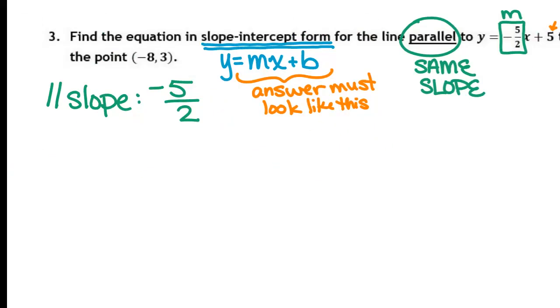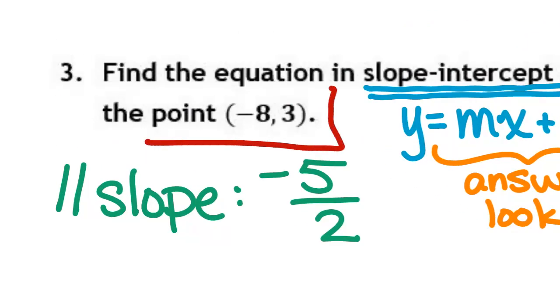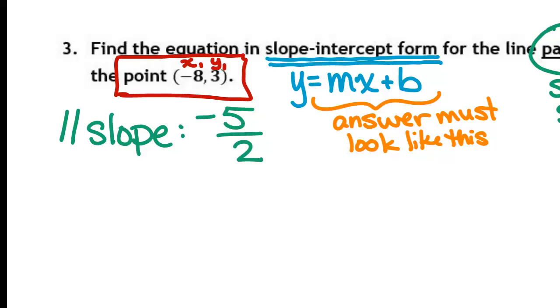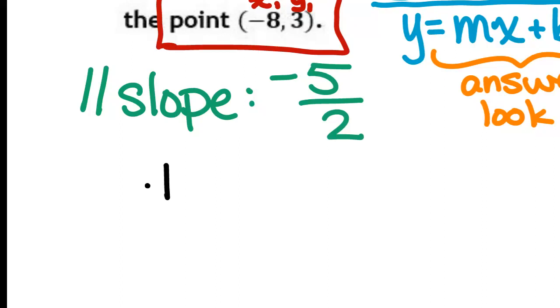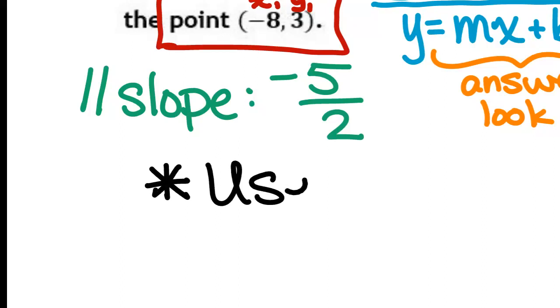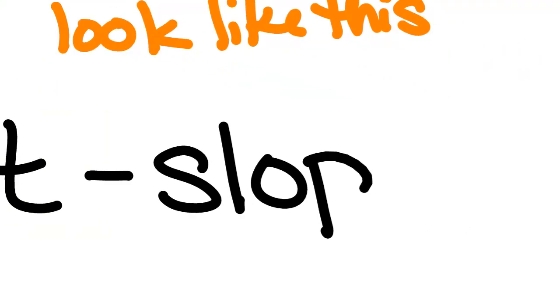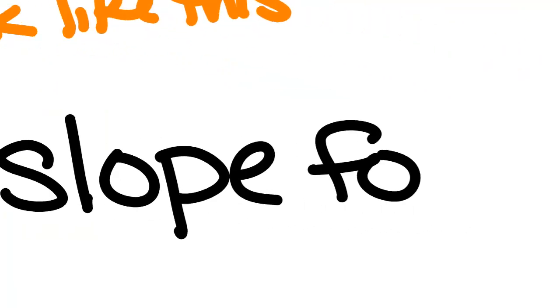I don't want it to be the same line, though. I want it to go through a different point. It's going to go through this point here. So this is my x1 and my y1. We know what we want the slope to be. We know the point that it needs to go through. So we are going to use point-slope form. You guys should have learned point-slope form in Algebra 1, but this one probably feels a little bit more unfamiliar.